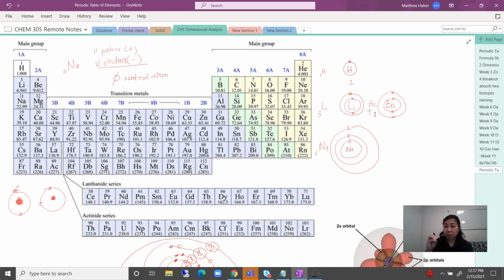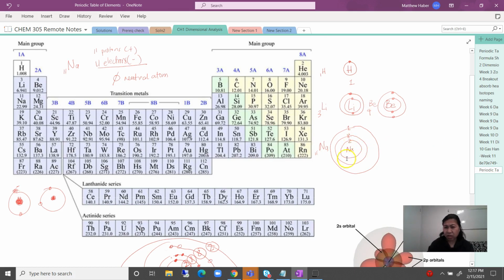So once you've filled up the first shell, which only has a maximum of 2, then you're going to start filling the second energy level. If you look at sodium, sodium has 11 electrons. You're going to start filling the first 2 in the innermost, or the first energy level. So that's 2 electrons right there.